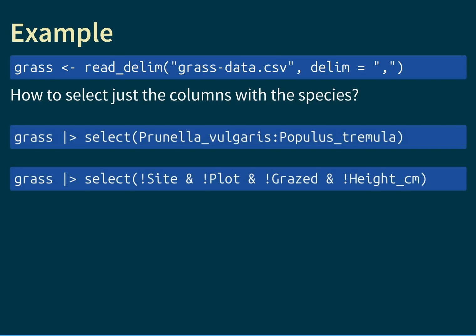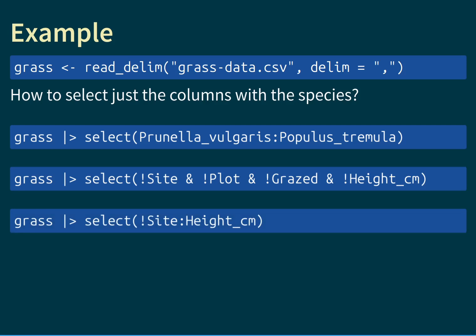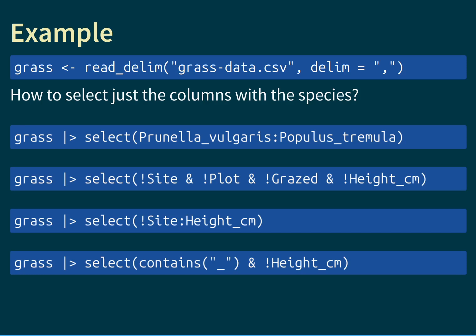But if we're at it, then you might realize that site to height centimeter form a contiguous range of columns, so instead of unselecting each of these in turn, we might as well unselect the range site to height centimeter. This is perfectly valid because we put in the exclamation point there. That means that we're deselecting those 4 columns, and therefore we end up with only the columns that refer to the species. And finally, one more selection method is as follows.